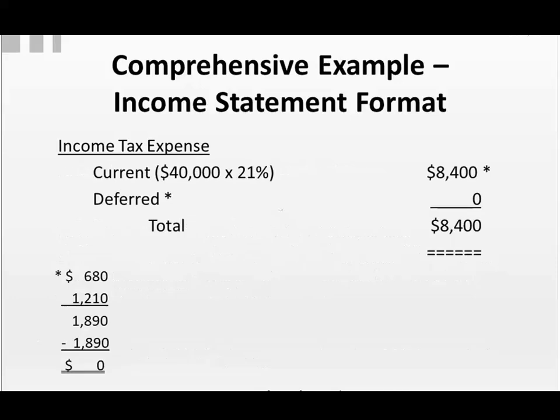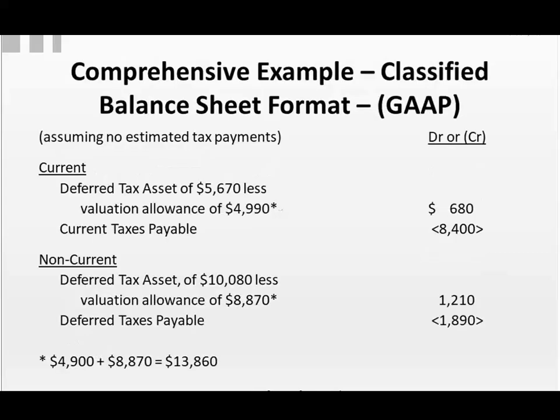So the current tax expense we saw was 21% times $40,000, or $8,400, not the original $6,000. And the deferred piece is going to be zero, because we had an $1,890 deferred tax asset and an $1,890 deferred tax liability. And how do we get those? Well, let's take a look. We had deferred tax asset of $5,670 and $10,080. I just broke it down into current and non-current.